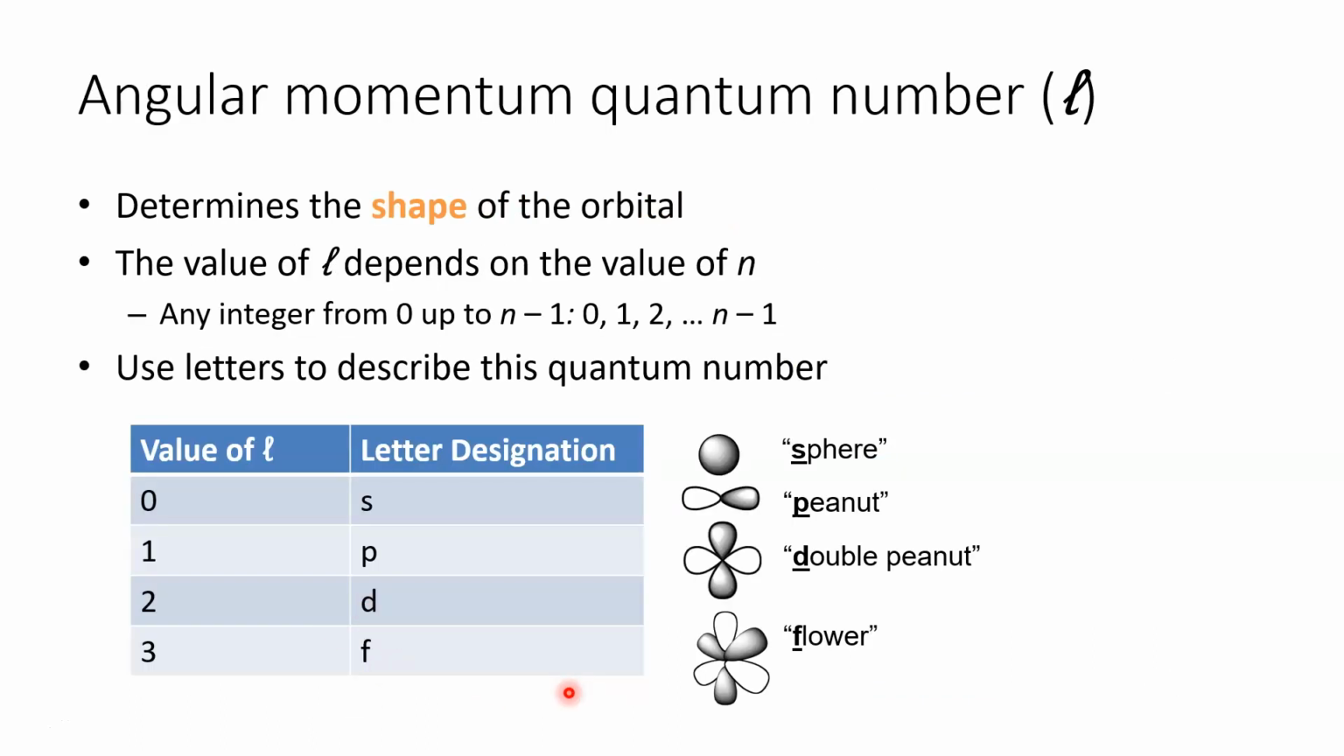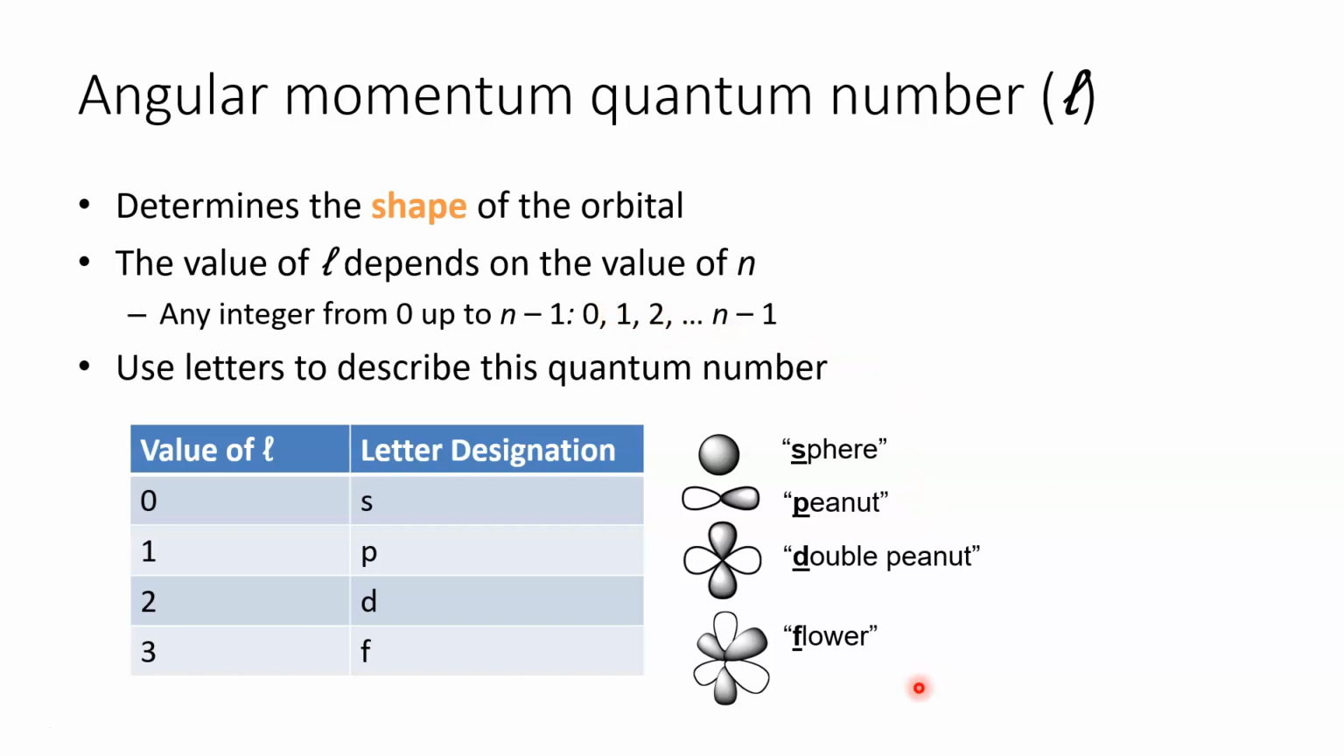Okay, so the angular momentum quantum number, that's the L. This determines the shape of the orbital. And this value of L will always depend on the value of n. Any integer from 0 up to n minus 1. So if n is 1, then L has to be 0. If n is 2, then L can either be 0 or 1. If n is 3, then L can be 0, 1, or 2.